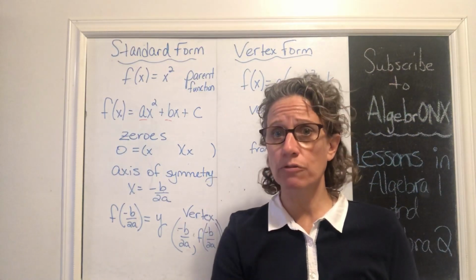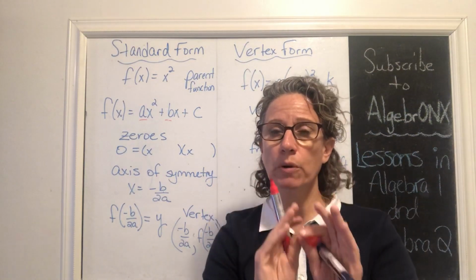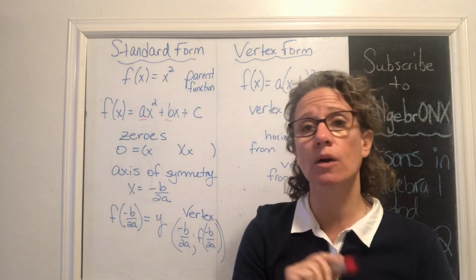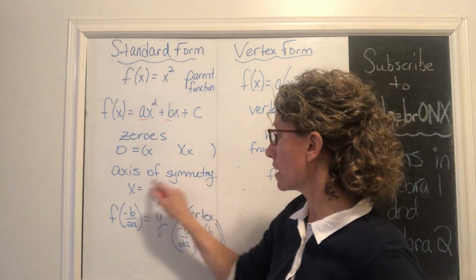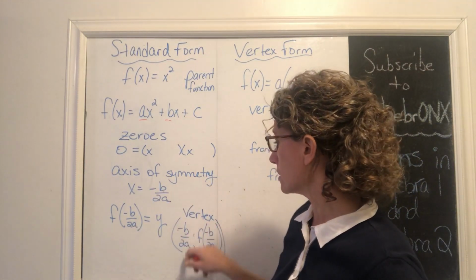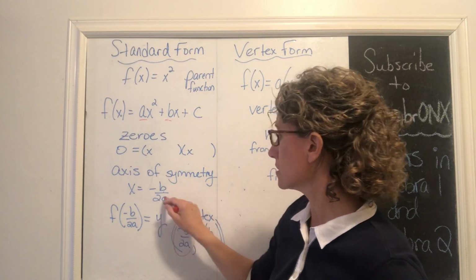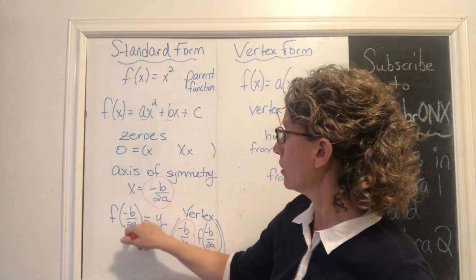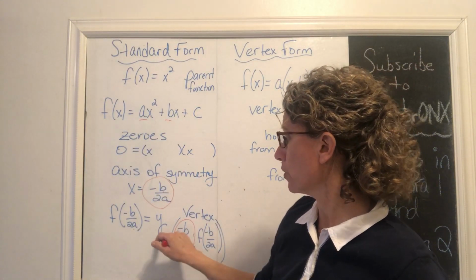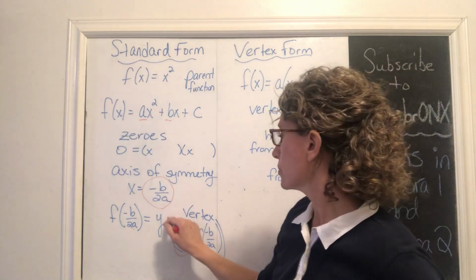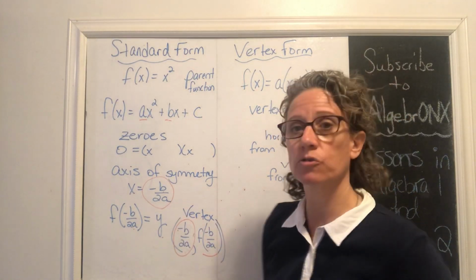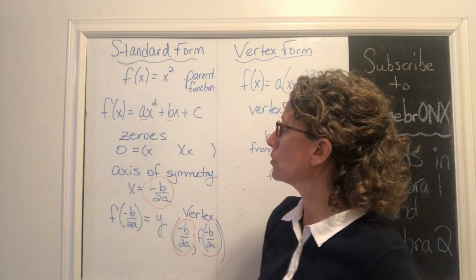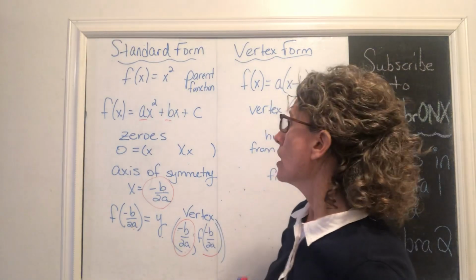The axis of symmetry is the vertical line that divides the parabola into two equal parts. It also is the only line that will go through the vertex of the function. So whatever the axis of symmetry x is, that is the x of the vertex as well. When you plug that value back into the function for x, you'll find the y coordinate of the vertex. So these are all the different things you could do with your standard form of a quadratic.